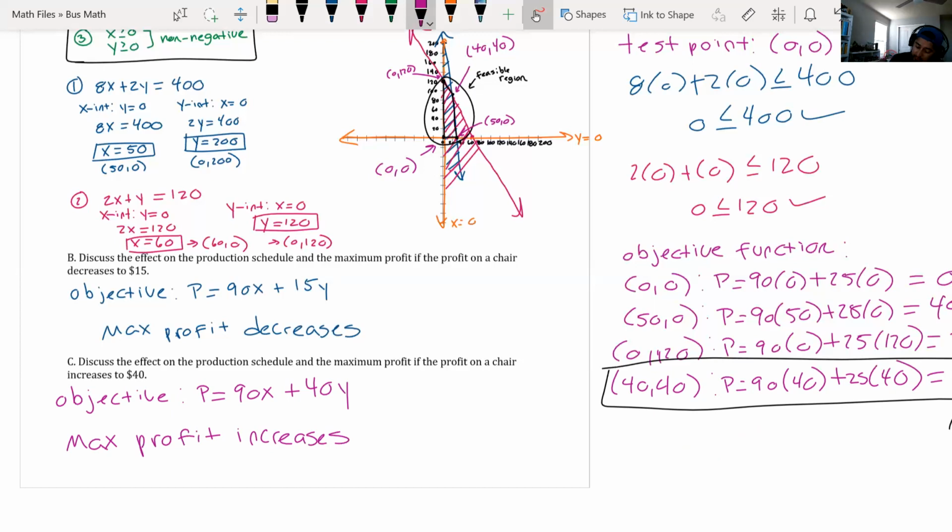I have a question on B. Go ahead. For the objective, if you're decreasing, how come it's not like a negative right there for the 15y? Well, because profit was 25 for a chair, and all this problem is saying is that now chairs are $15. Oh, okay. That's all it's saying. Make sense? Okay.